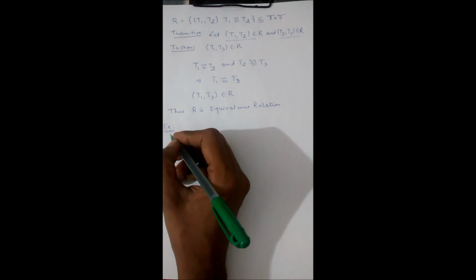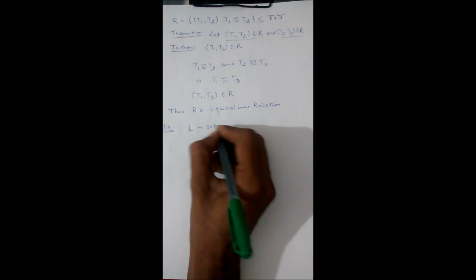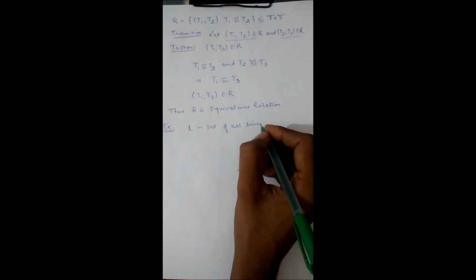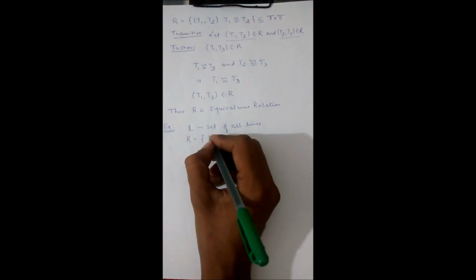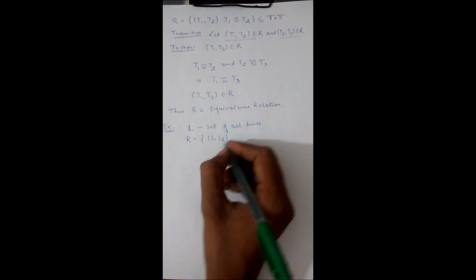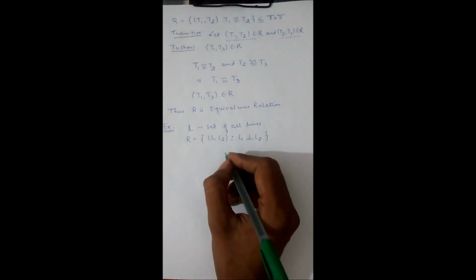Now another example. In this example I will have my set of all the lines. L is my set of all lines in a two-dimensional plane, that is the xy plane, and the relation R here is defined as what? Any two lines, this ordered pair (L1, L2), will belong to the relation R if L1 is perpendicular to L2. We need to check whether this is an equivalence relation or not.